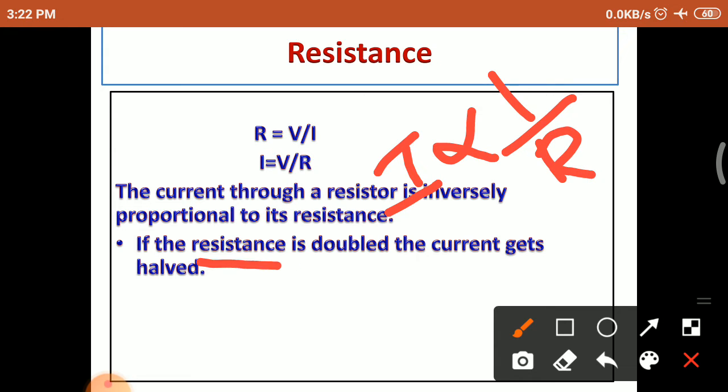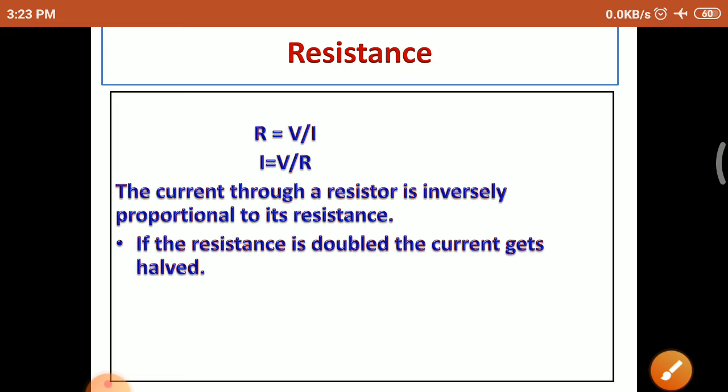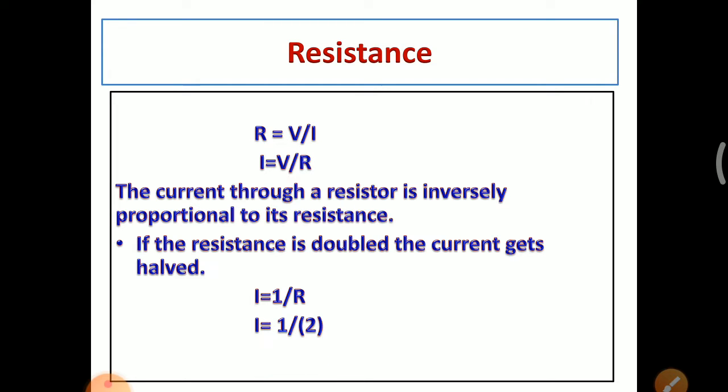When the resistance is doubled, you have to put the value of R as 2. That means doubled. When I put the doubled value in the resistance, the current gets halved. So I equal to 1 by R, I equal to 1 by 2 because here the R value is doubled. So when the R value is doubled, the current gets half.